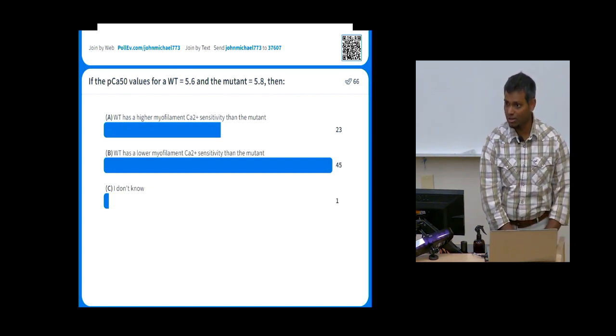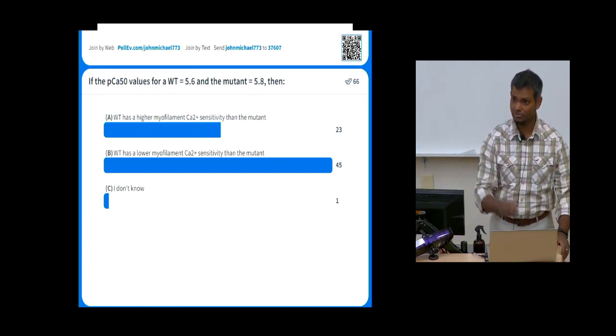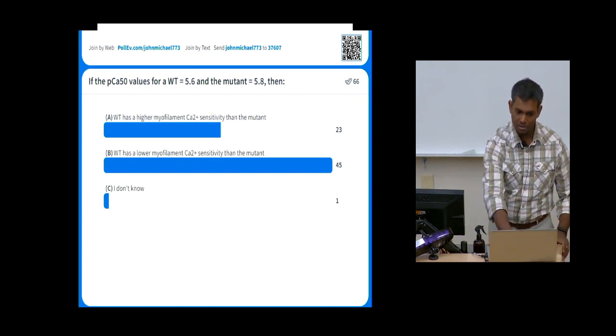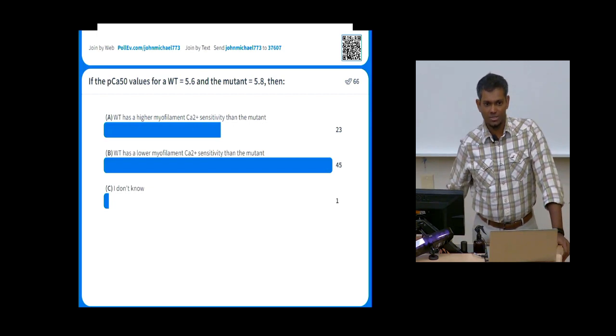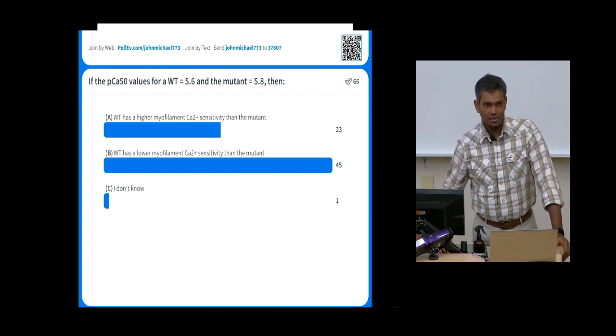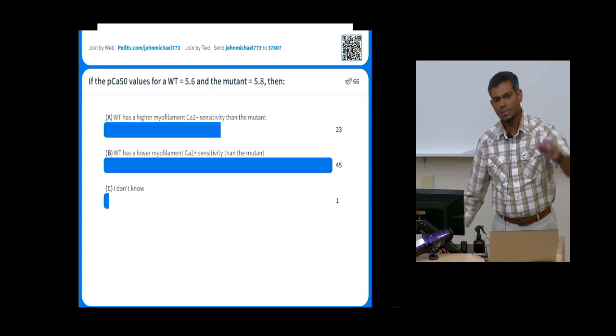So the mutant is only requiring less calcium to get to that 50% force, whereas the wild type is requiring more calcium, and that's why it has a lower myofilament calcium sensitivity than the mutant. Is that clear, folks? Okay, please make sure you understand this concept, because this is something I promised to test you on, right, on Wednesday. So if it isn't clear, please ask me now. Okay, let me just, yes?